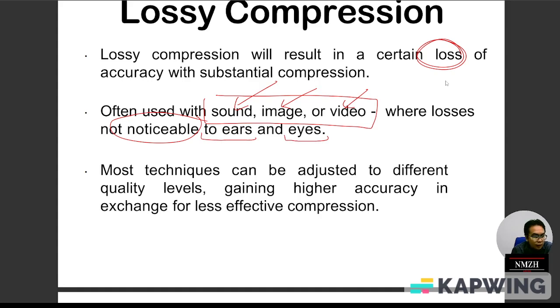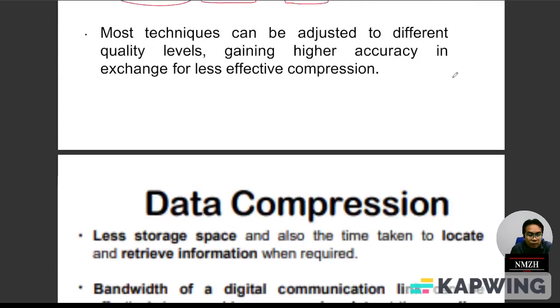Most techniques can be adjusted to different quality levels, gaining higher accuracy in exchange for less effective compression. It depends on the application given. Let's say for an image, it would be considered to decrease the quality of the pixels, but in our eyes the quality of a particular object is still understandable. So that would be lossy compression for sound, image, and video.